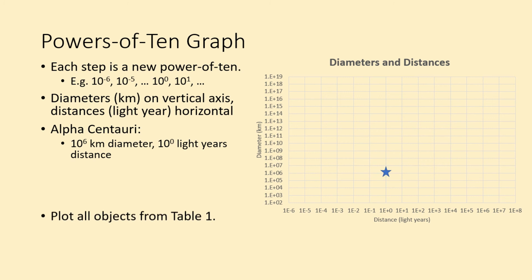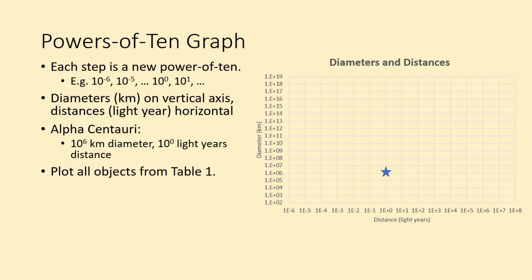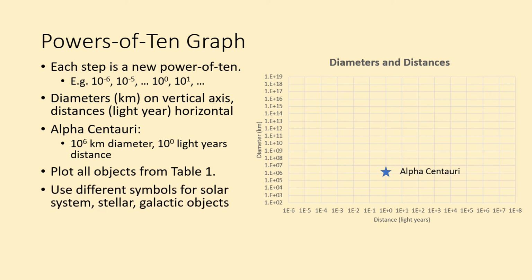Plot all of the objects in Table 1 on the graph. Make sure you choose your axes so that everything fits, and try to use as much of the graph as possible. If you have room, try to label each object you plot. Also, you should give different symbols for each type of object: solar system, star, and galaxy.